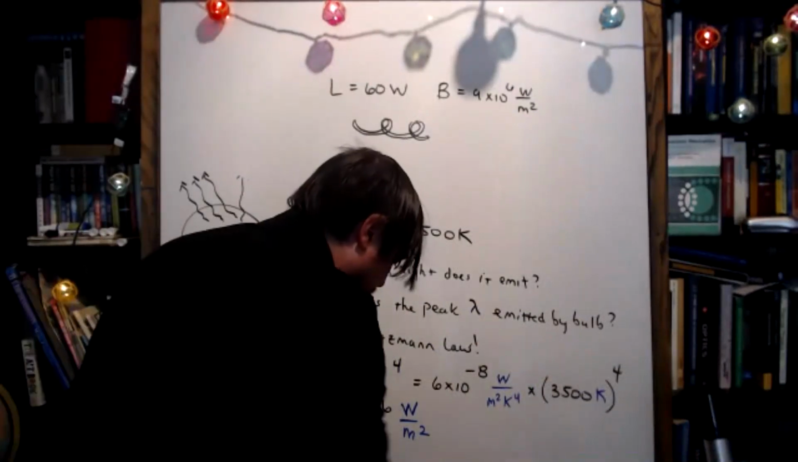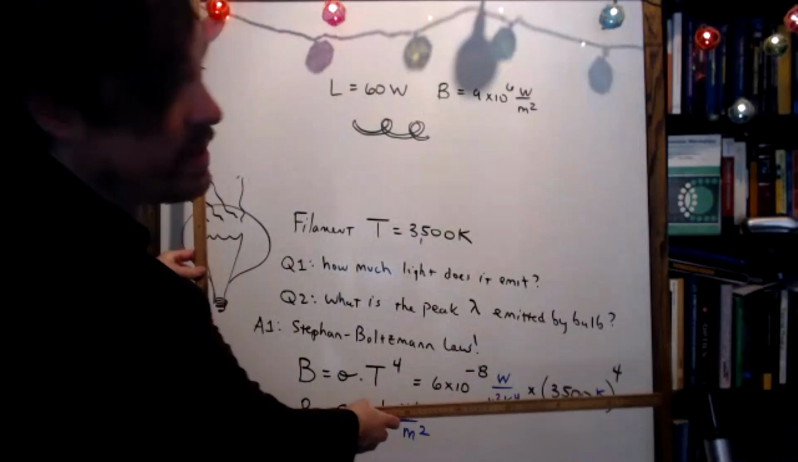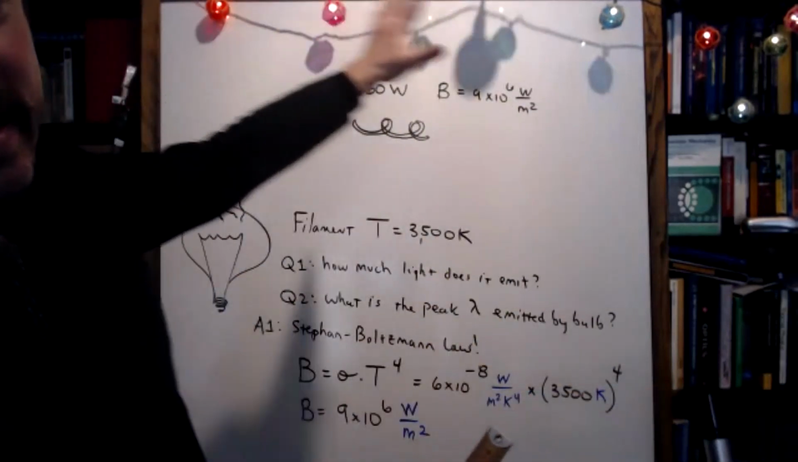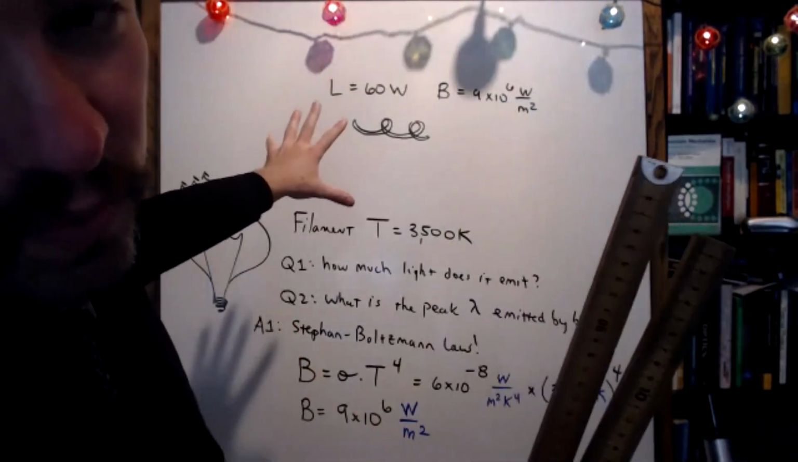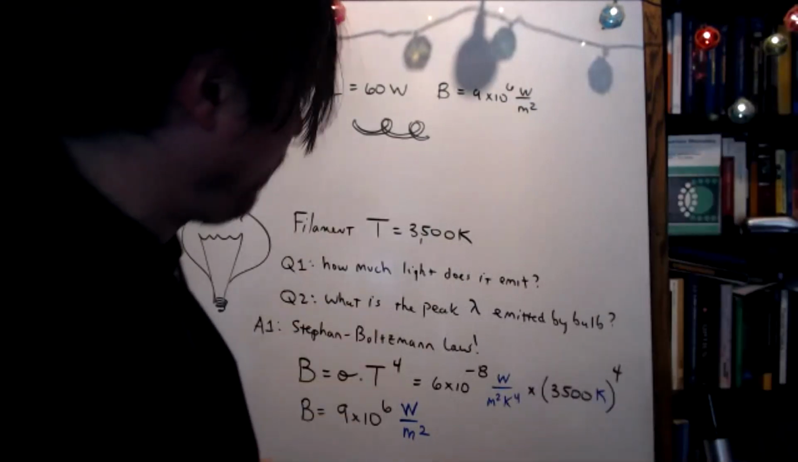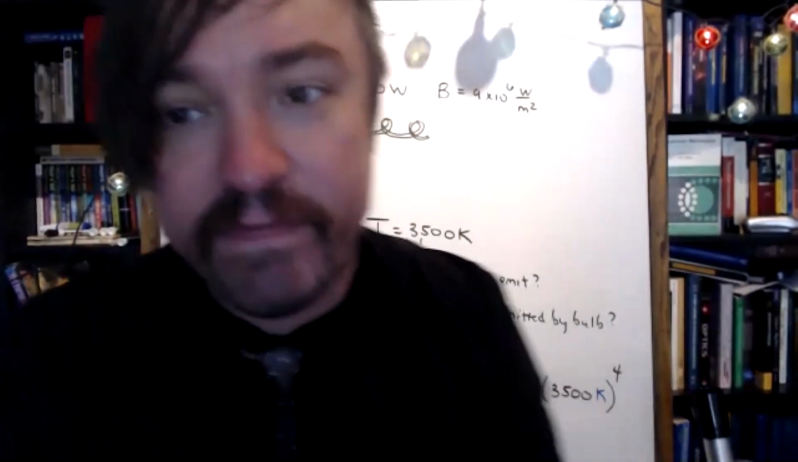On the other hand, as Christopher already understands, if this chunk of metal was 1 square meter, which is basically the size of this board, if I had a sheet of metal the size of this board, 1 square meter, and I heated it up to 3,500 Kelvin, it would give off 9 million watts of luminosity. That would probably be enough light to burn the hair right off my skull.